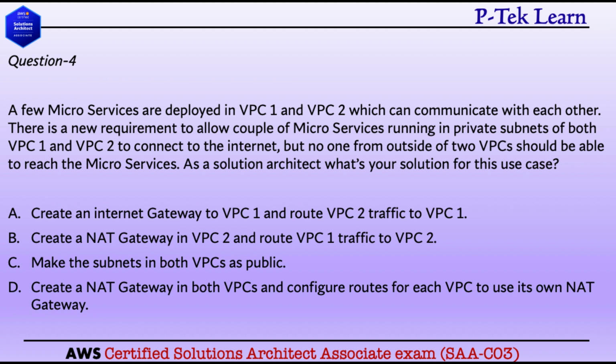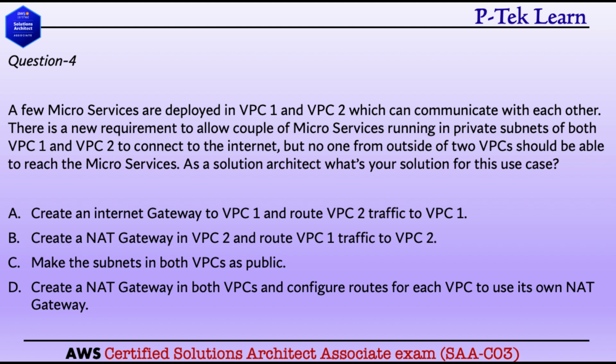Question number 4. A few microservices are deployed in VPC 1 and VPC 2, which are able to communicate with each other. So there are 2 VPCs. Okay, there is a new requirement to allow a couple of microservices running in private subnets of both VPC 1 and VPC 2 to connect to the internet. But no one from outside of these 2 VPCs should be able to reach the microservices. As a solution architect, what's your solution for this use case?